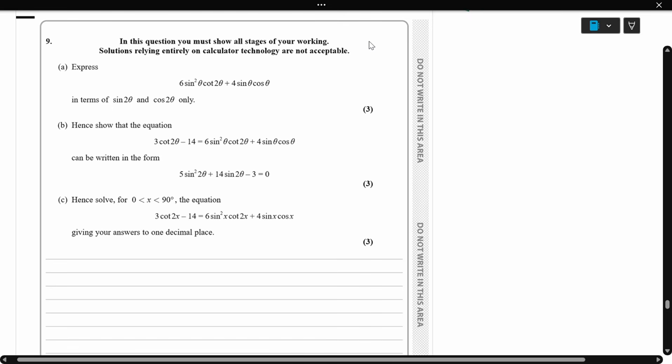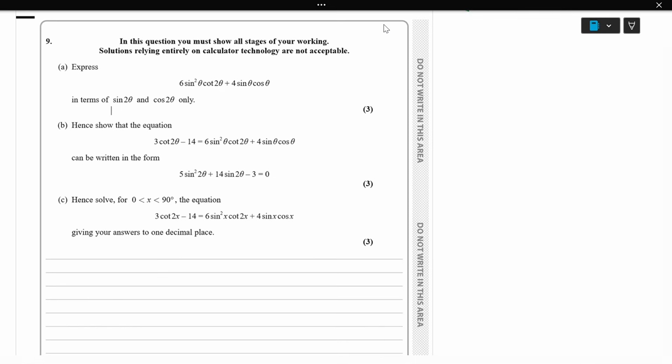P3 question number 9, trigonometric question. The first question: 6 sin square theta cot 2 theta plus 4 sin theta cos theta. We have to write in terms of sin 2 theta and cos 2 theta. So the A part here, 6 sin square theta cot 2 theta plus 4 sin theta cos theta.